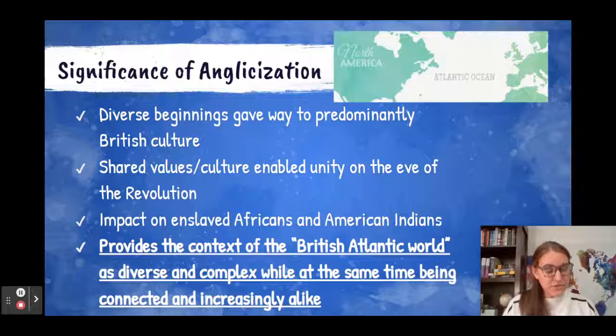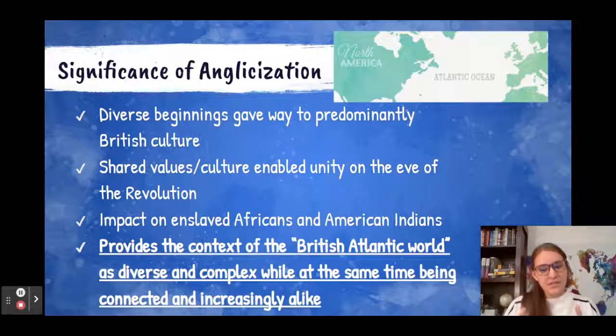Now, what it fails to recognize is the impact on enslaved Africans and American Indians. Not only the impact on, but the impact of, and how their influences also created a uniquely American identity. Uniquely American, because the American Indians obviously had a culture prior to the Europeans coming over.